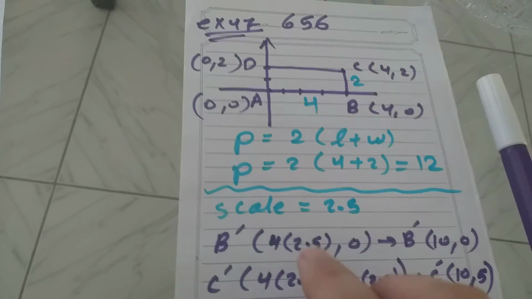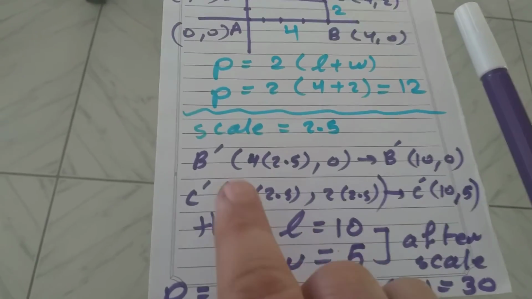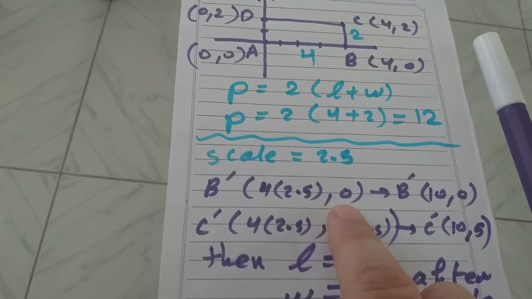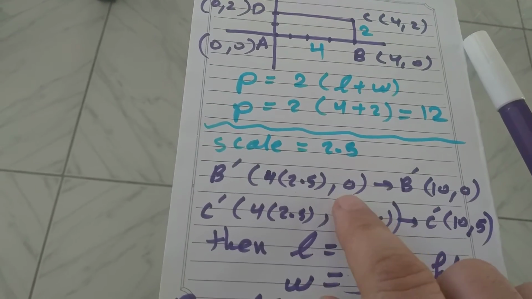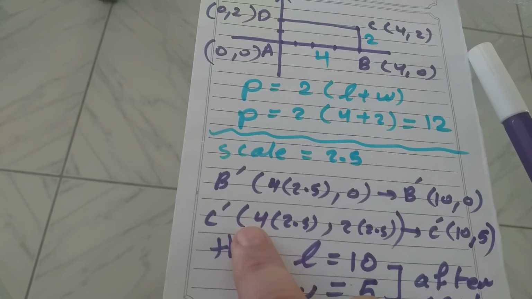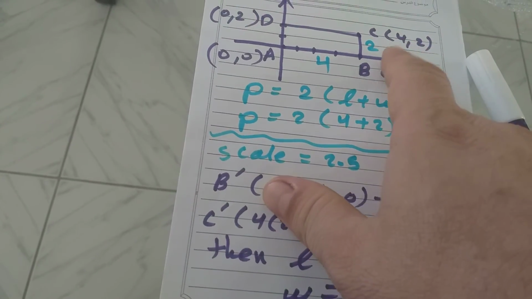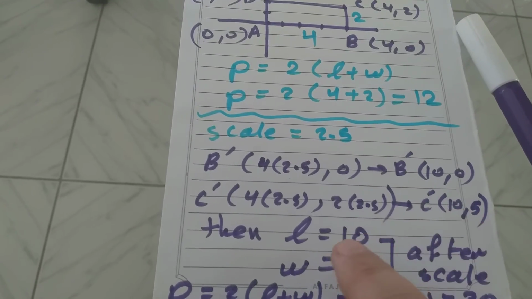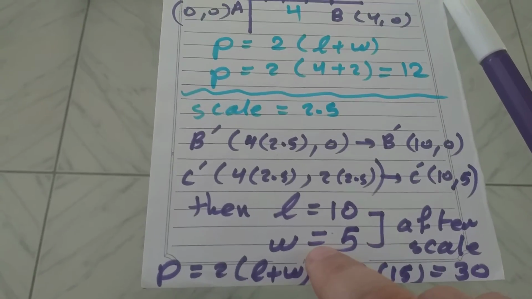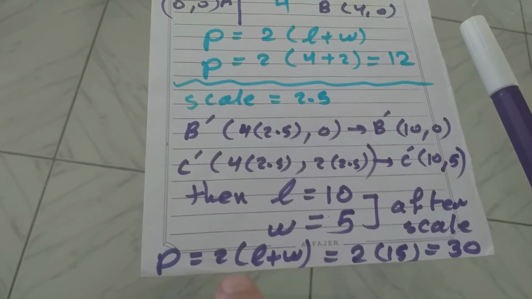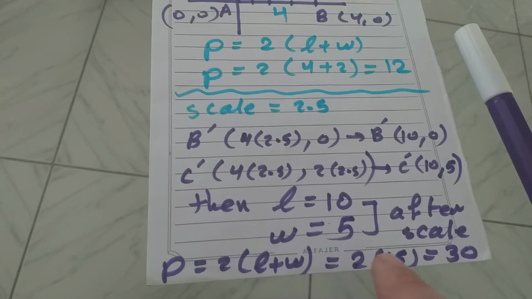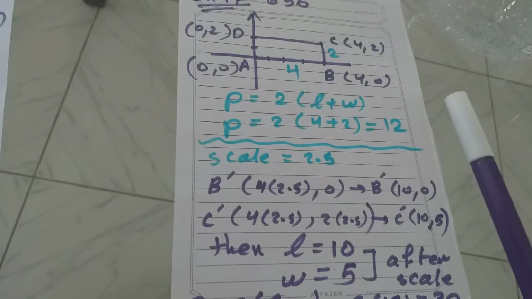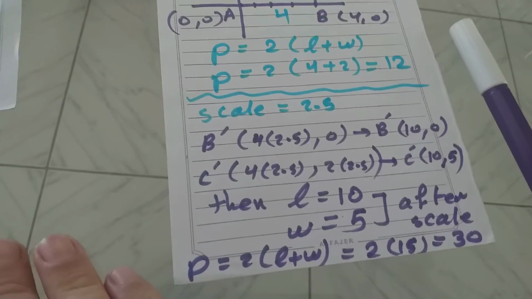Now, what will be the perimeter if the scale factor was 2.5? B prime is 4 times 2.5, and of course 0, because I'm going to multiply 0 by 2.5. So B prime is (10, 0). For C prime, I need the length and the width: 4 times 2.5 and 2 times 2.5. So C prime is going to be (10, 5). The new length is 10, the new width is 5. What's the new perimeter? 2 times length plus width, which is 2 times 15, and the answer is 30. This is exercise number 47 of this lesson.